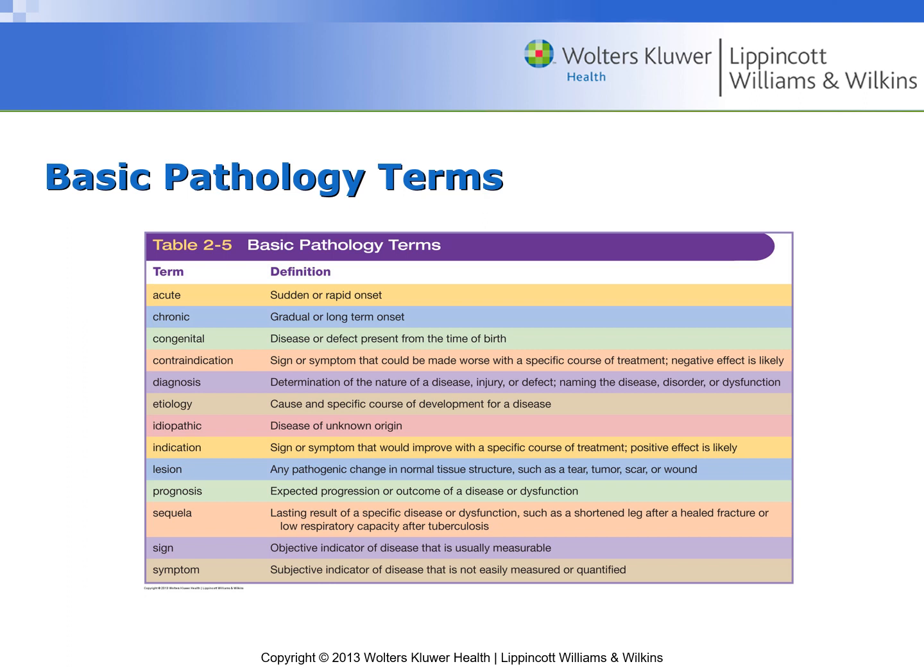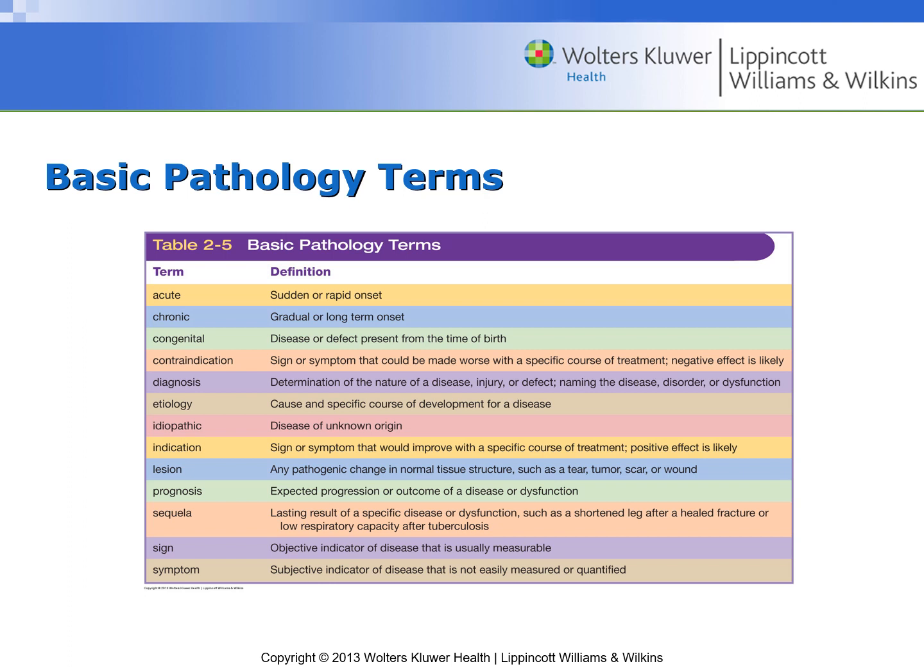Etiology is the cause or specific course of development for a disease. Idiopathic means that the disease is of unknown origin. Indication is a sign or a symptom that would improve with a specific course of treatment. Positive effect is more likely.